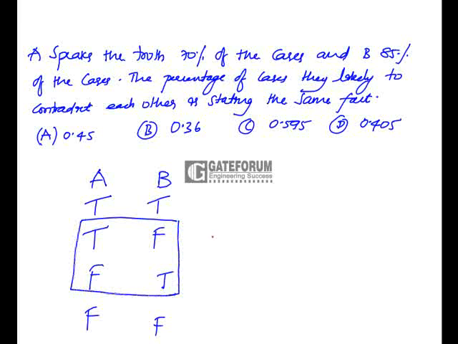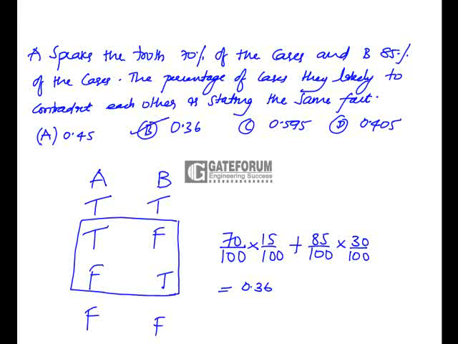That means if A is speaking truth, B should contradict. A speaks truth in 70% of the cases, so this is 70 by 100 into, when A speaks truth, B should speak false. Since B speaks 85% truth, false cases are only 15%. So this is 15 by 100 plus. Similarly, if B speaks truth, A should contradict it. B speaks truth in 85% of the cases. Now A speaks false only 30% of the cases. If you calculate this, the answer is equal to 0.36.